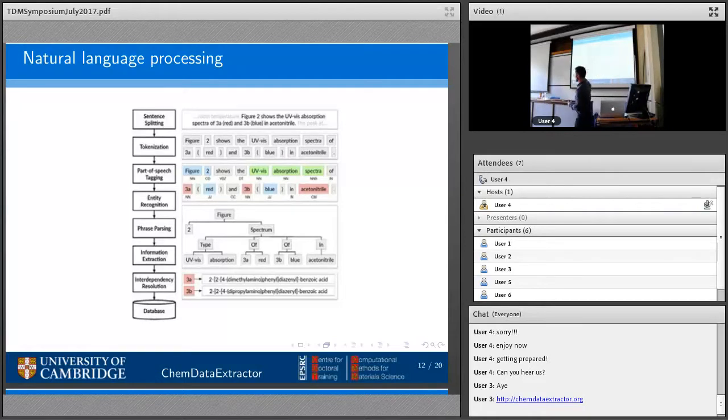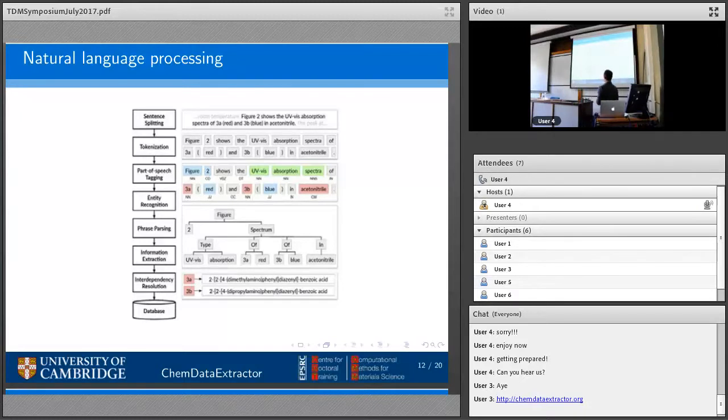That converts the sentence into a tree structure. So like we can see, the overall topic of the sentence is a figure. It gets split down into its label and its type. The type is a spectrum, which of course has a subtype, UV-vis absorption. We identify the two chemical labels and, as well, the solvent.